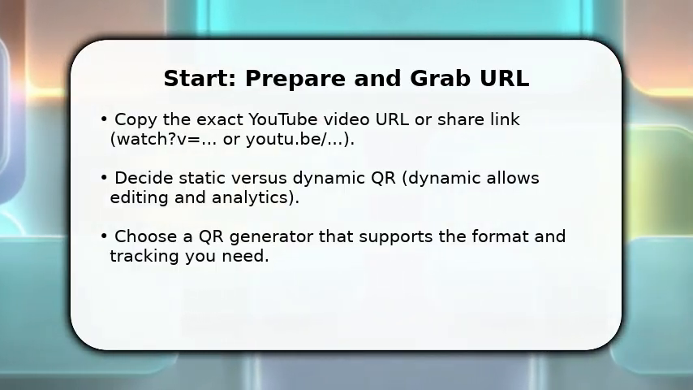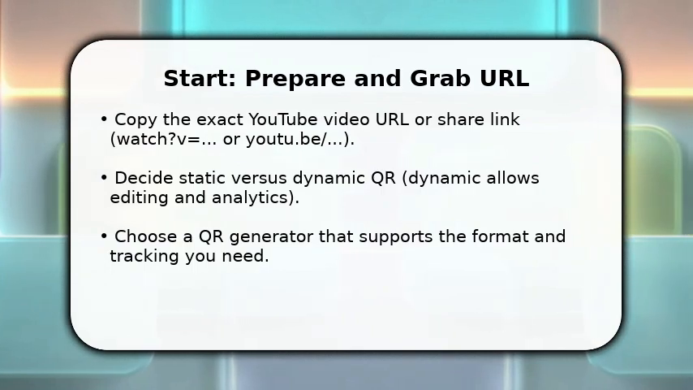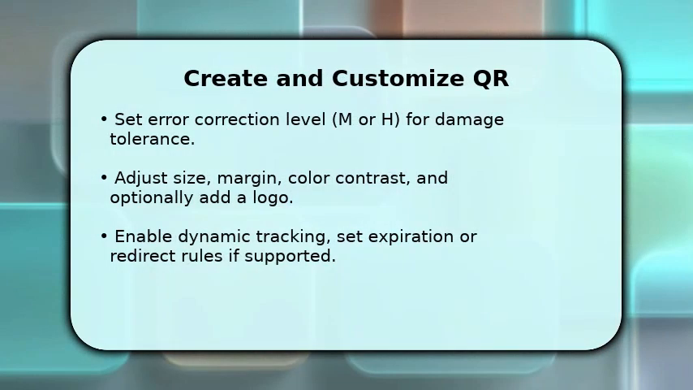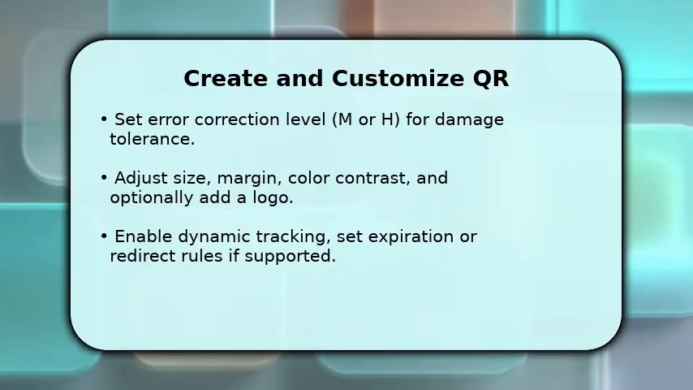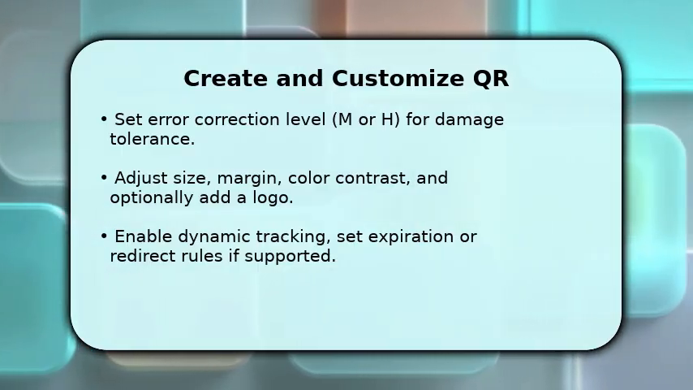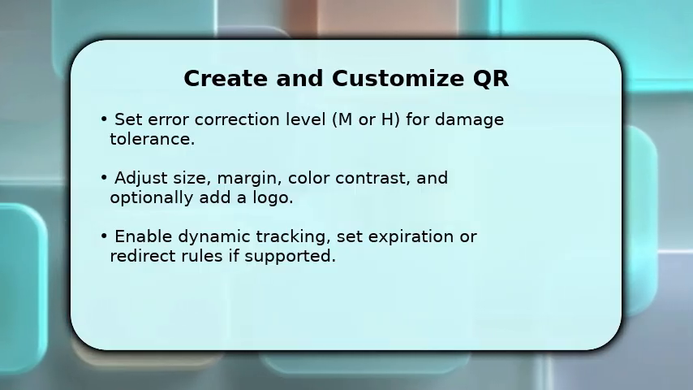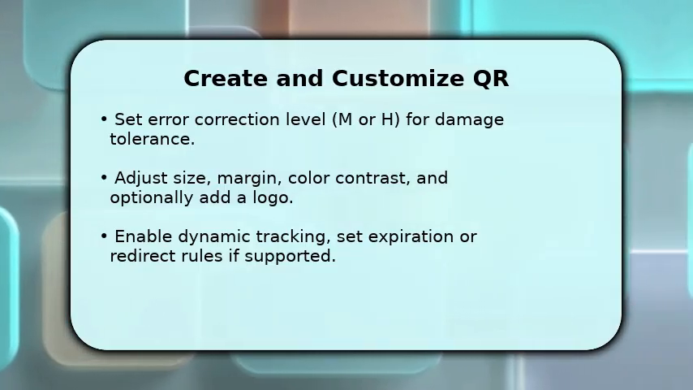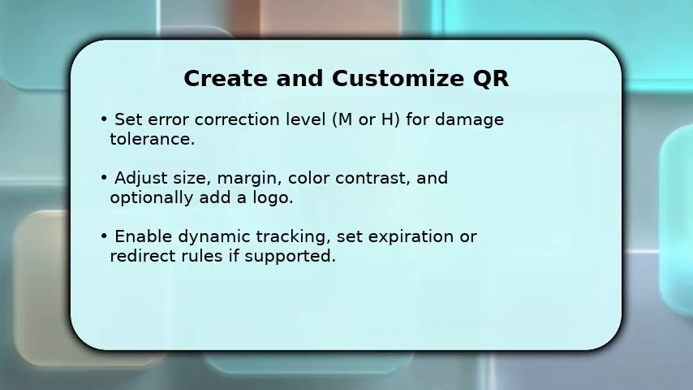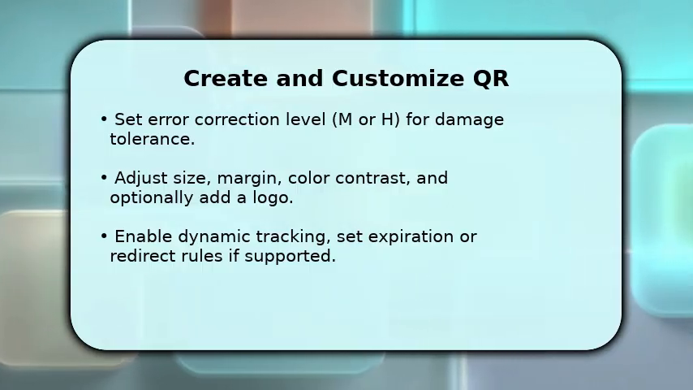Now customize the code for reliability and brand. Increase error correction to M or H so the QR survives creases or partial obstruction. That also lets you place a logo. Choose high contrast colors, dark code on a light background, and set margins and minimum pixel size for printing.